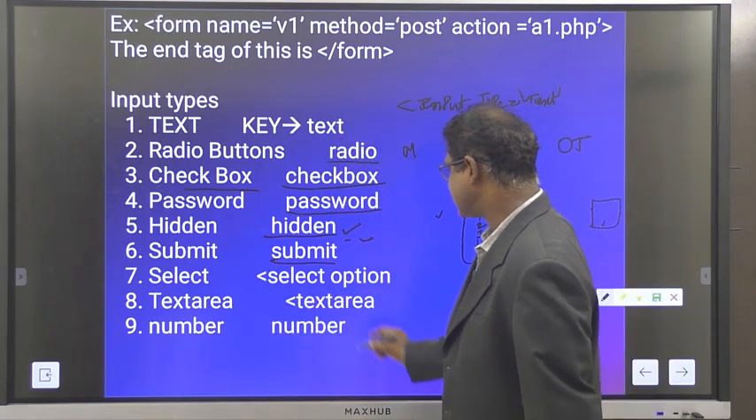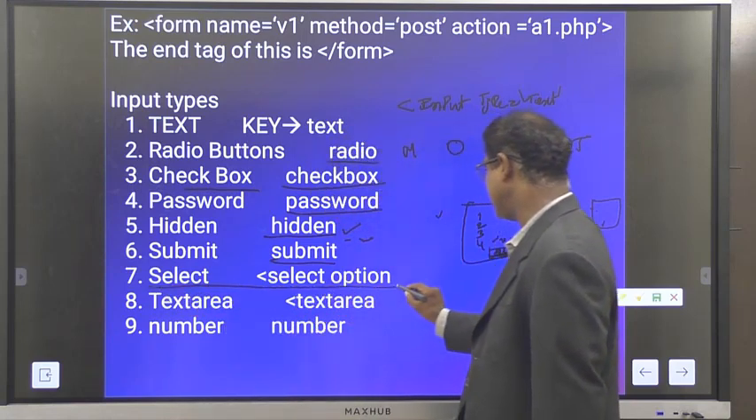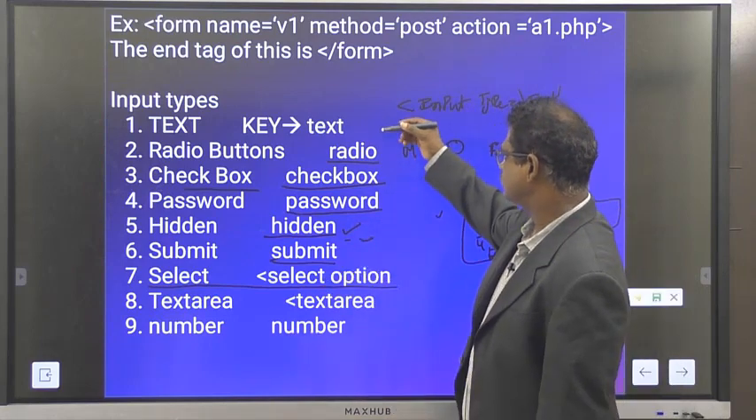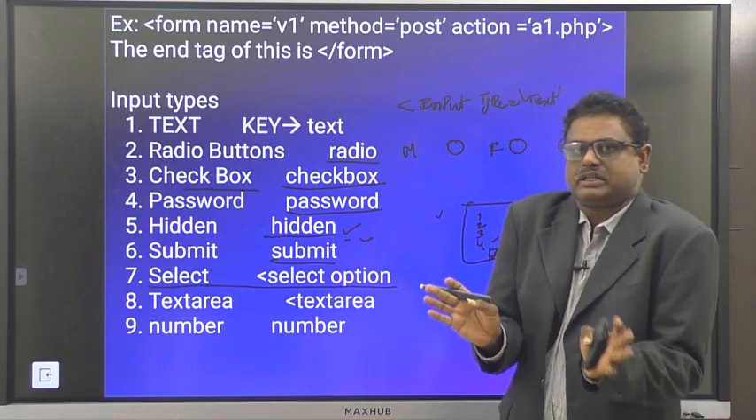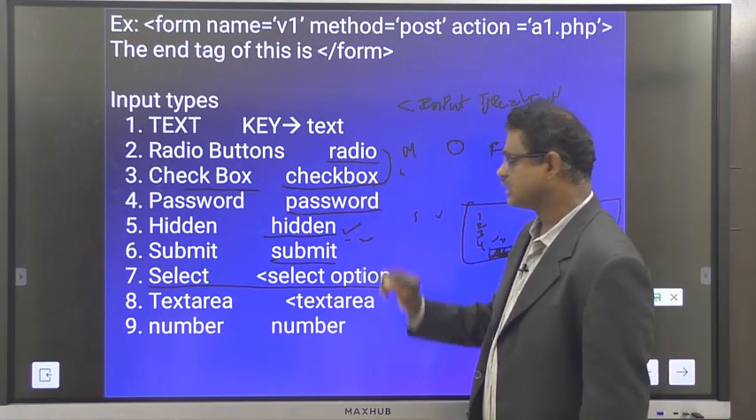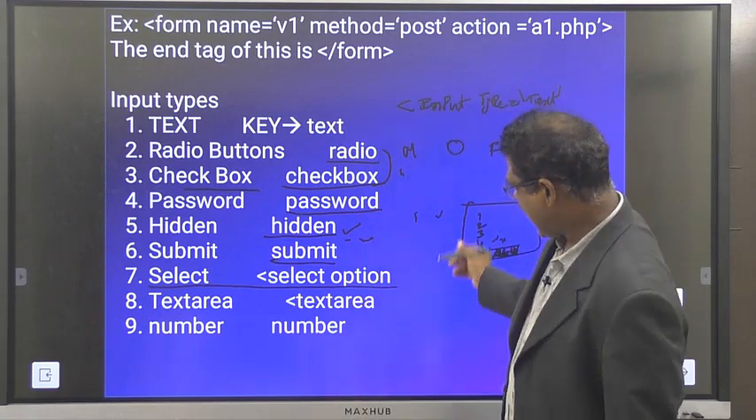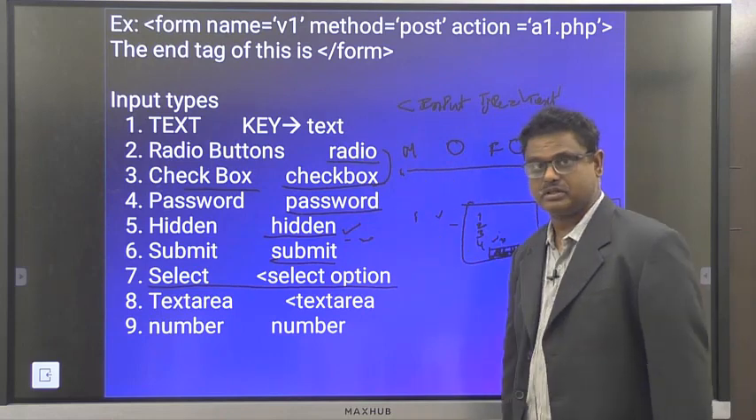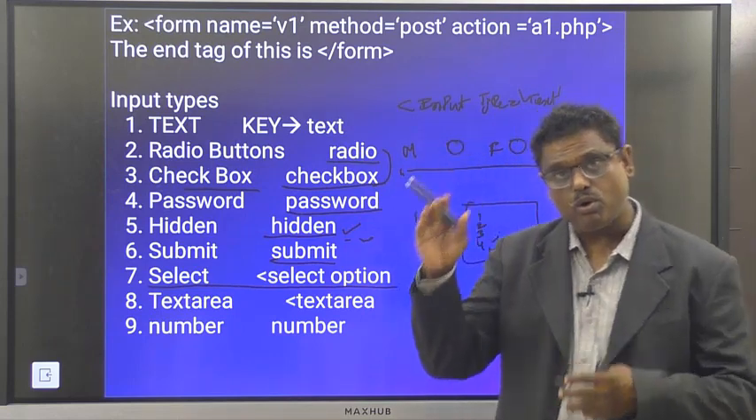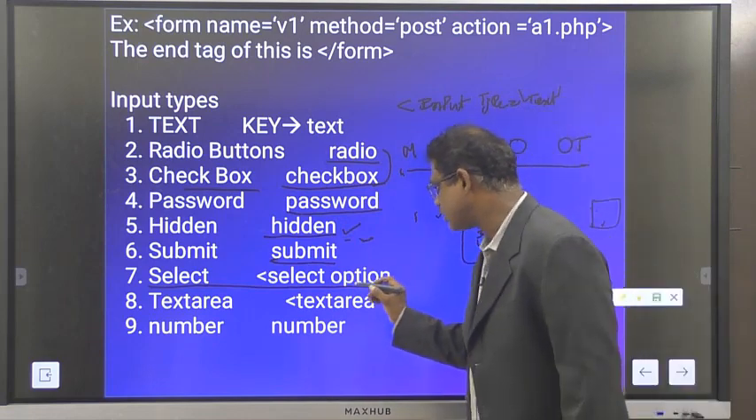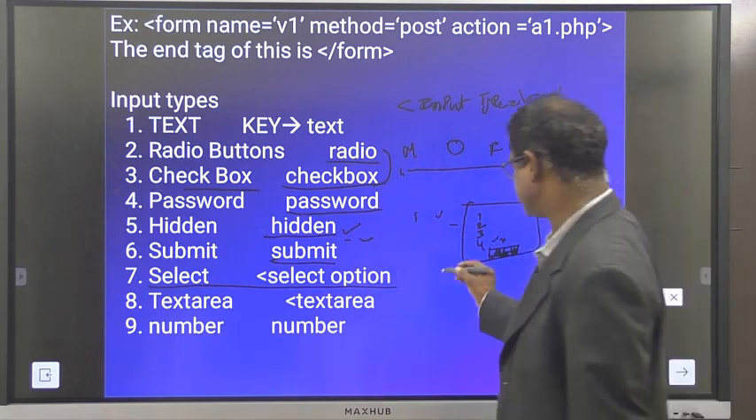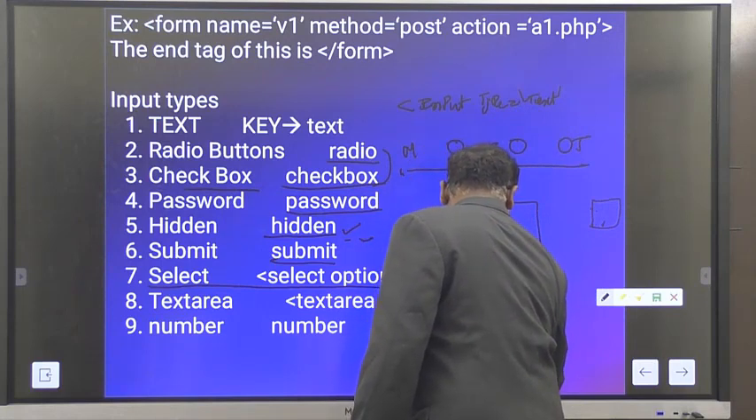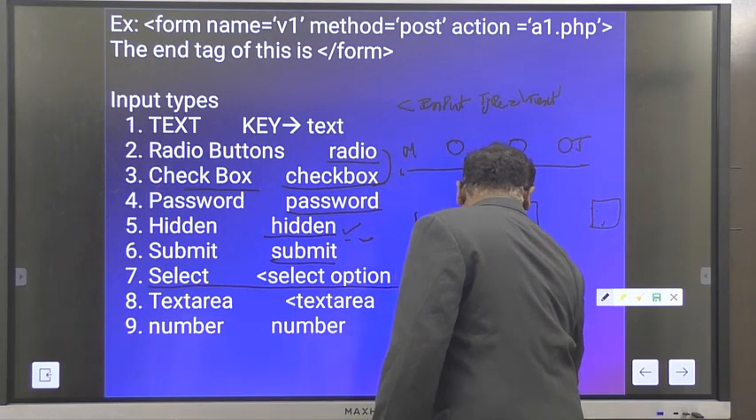And the next one is select. The action part is quite similar to radio button as well as checkbox. If you have a limited number of options, then you go for radio button. But if you have more options, then you go for select. This is a drop down list, my dear friends. Hope you understood the drop down meaning. This is called drop down.